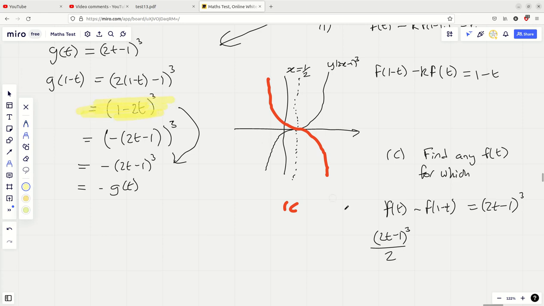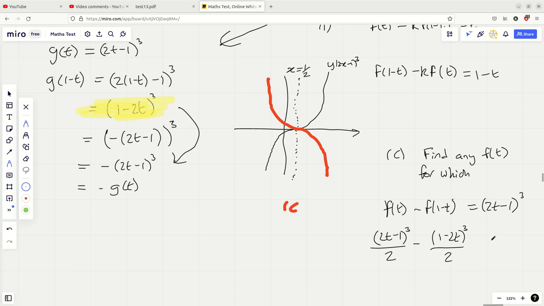What am I going to do when I'm doing minus that? I'm going to get a negative of it, so it's going to turn into a plus. And so as I've got half of it here, I'm going to end up with the right-hand side. I hope you see what I mean there. We're going to have minus (1 minus 2t) cubed over 2.